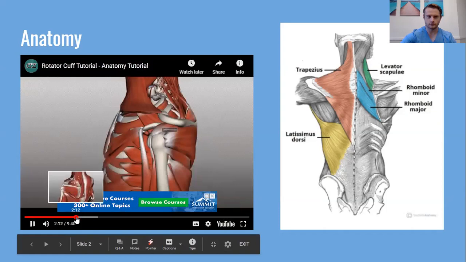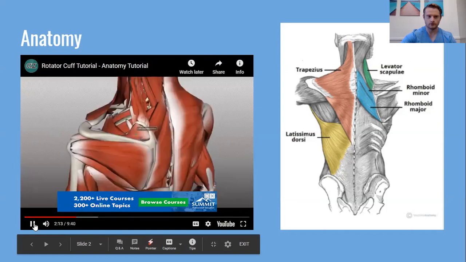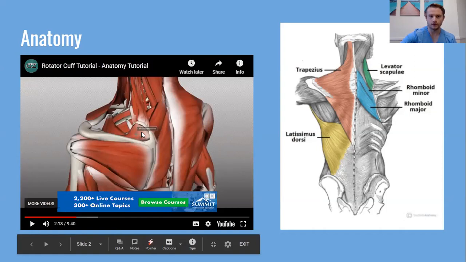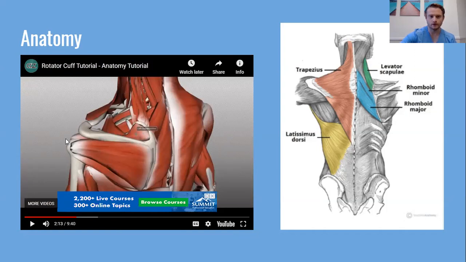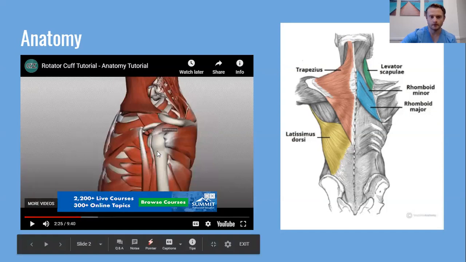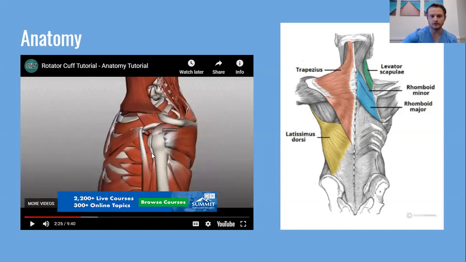Here's a good view of the rotator cuff from the back. So we have one coming through here, right? This is the top, this is the bottom of it. This is the infraspinatus, supraspinatus. Then we have the teres, and then the other view, the subscap. So there are four muscles, and you can see that their attachment kind of covers the humeral head.